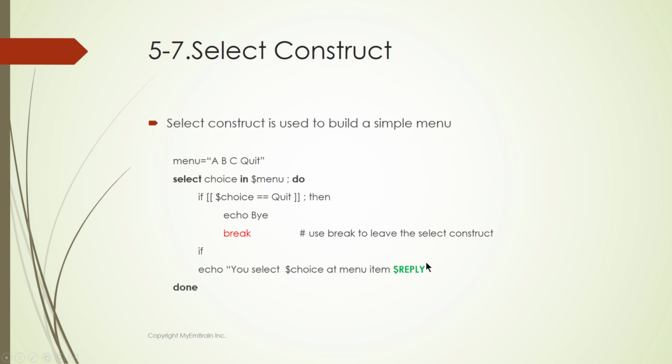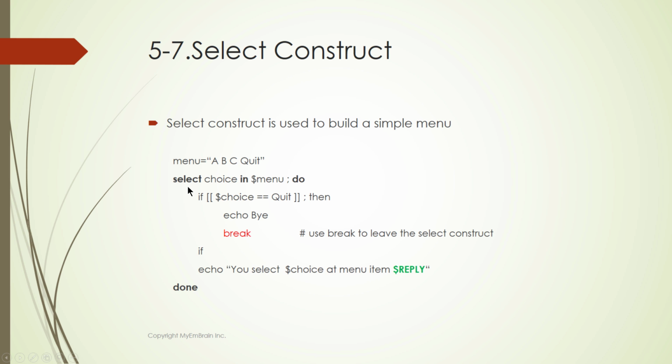Welcome to lecture 5.7, Select Construct. In this lecture, we learn how to build a simple menu with the select construct. As shown on the slide, the menu is simply a choice of A, B, C, or quit. Each of these choices will be displayed separately as individual items.